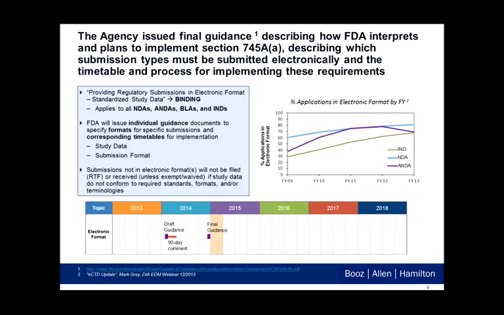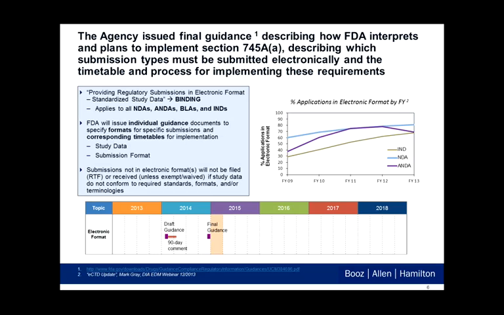So the parent guidance document was issued, and it describes how FDA is going to interpret and plan to implement Section 745AA. Specifically, what are the types to be submitted electronically and a general timetable. So again, this is a binding guidance document. It applies to all NDAs, ANDAs, BLAs, and INDs. There are a couple of exceptions. So non-commercial INDs are not included in this, and devices which are required to submit an IND to CBER as a prereq to the BLA are not included either.